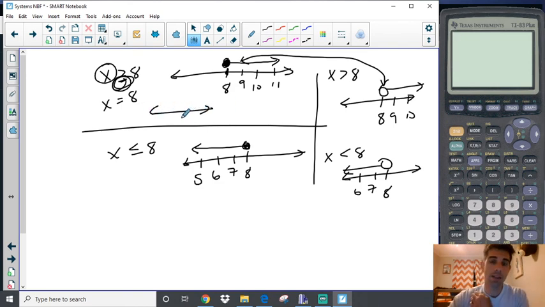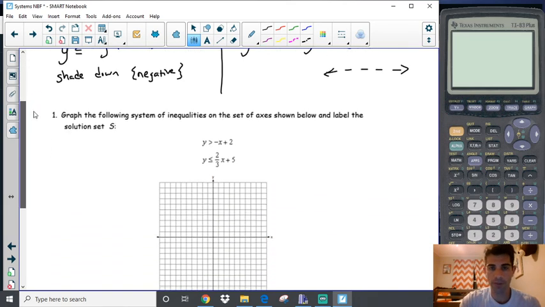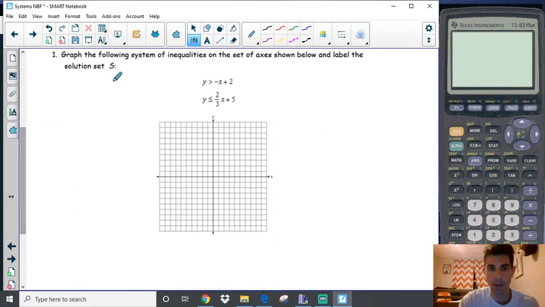So if I see a solid line, I know I'm including those points. But when I have a dotted line, I'm not going to include those points. And I'll show you those when we go into our first problem. Okay, so that's the major difference, and that's how you'll be able to figure out what we're supposed to do with these inequalities.